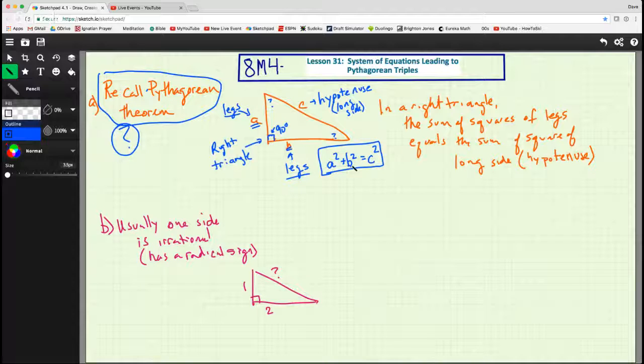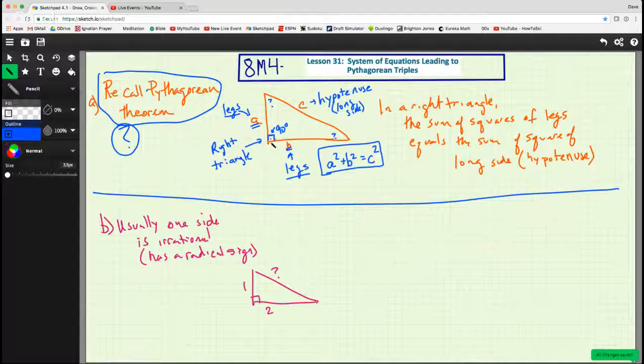I'm not going to go into too much more detail on this. But the way it's usually stated is, in a right triangle, the sum of the squares of the legs equals the square of the long side. I spelled that out maybe a little bit more verbosely in this blue language here. Okay. Now, what does this mean?